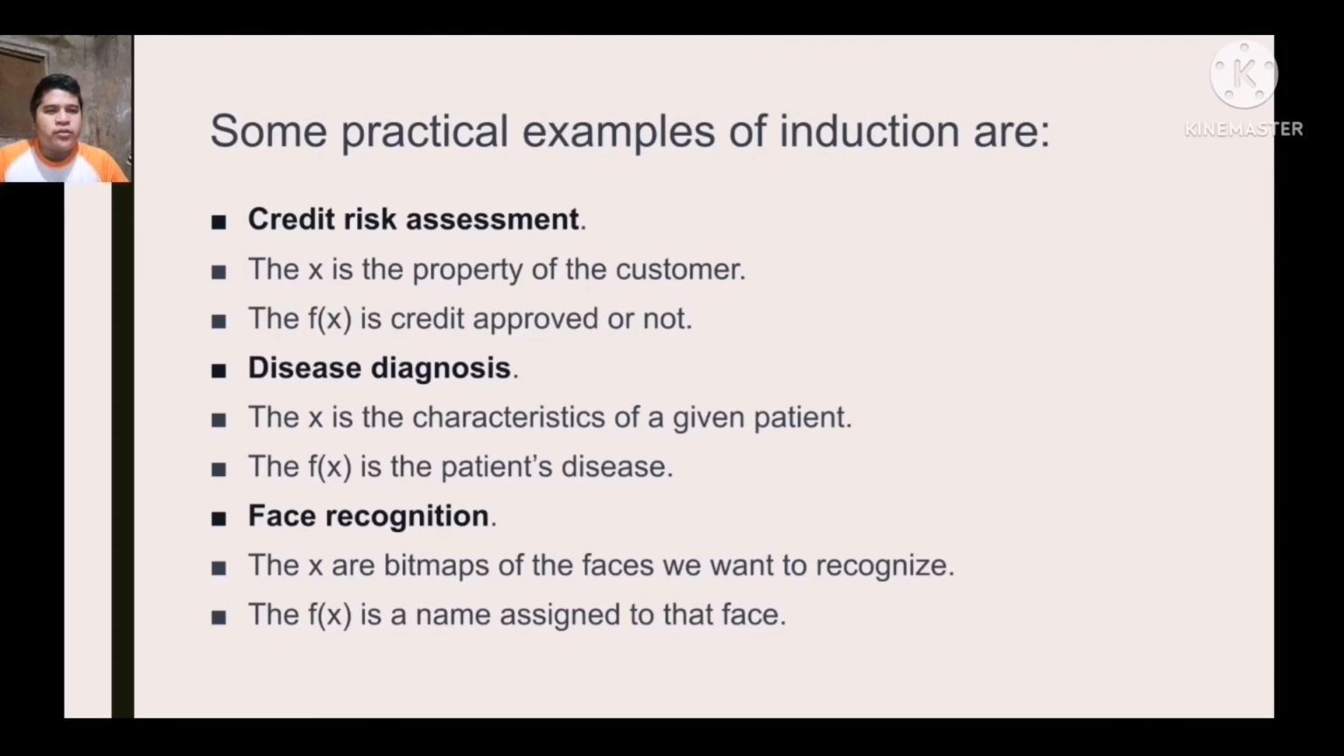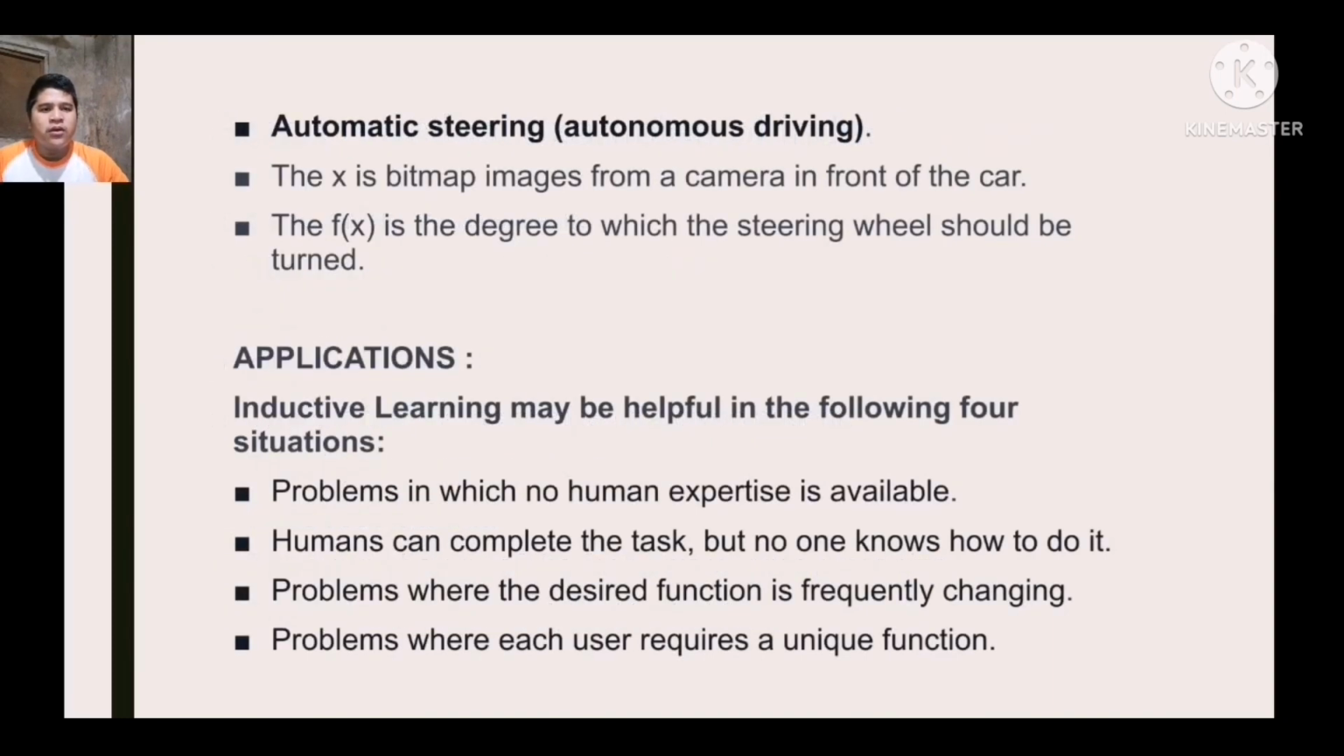Some practical examples of induction are credit risk assessment. The X is the property of the customer. The f(x) is the credit approved or not. Disease diagnosis. The X is the characteristics of a given patient. The f(x) is the patient's disease. Face recognition. The X are bitmaps of the faces we want to recognize. The f(x) is the name assigned to that face. Automatic steering and autonomous driving. The X is bitmap images from a camera in the front of the car. The f(x) is the degree to which the steering wheel should be turned.